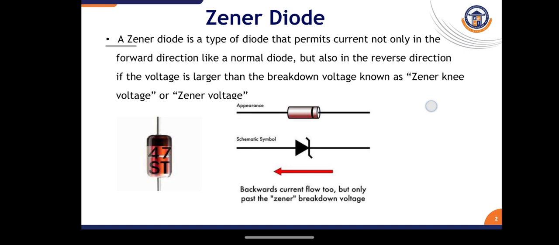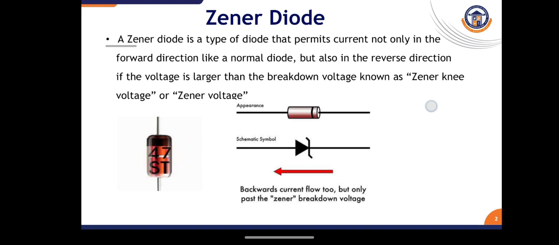Here in this slide, three different symbols are drawn. The first one on the left side shows that it is a 4.7 volt Zener, and in the middle, three different symbols are drawn. The first one represents the appearance symbol, that is how a Zener diode looks practically. The one below represents the schematic diagram symbol of a Zener diode, and below that is the arrowhead, the direction in which the Zener current starts to flow.